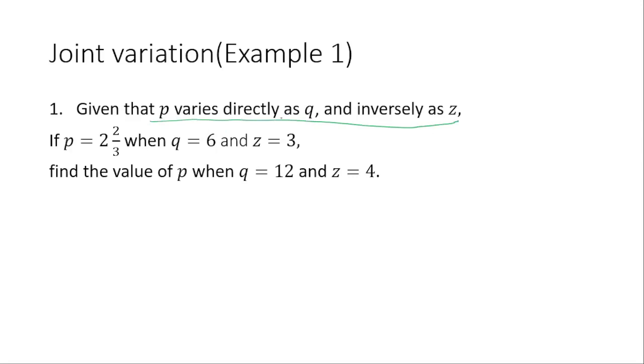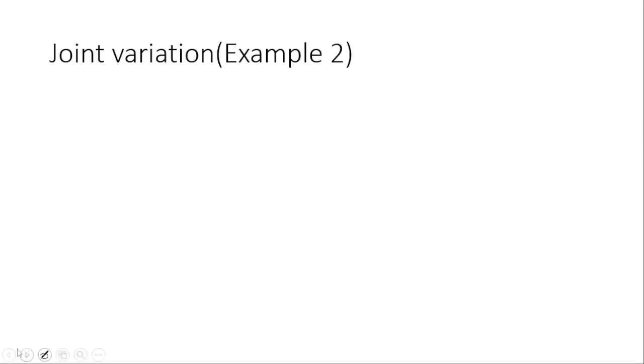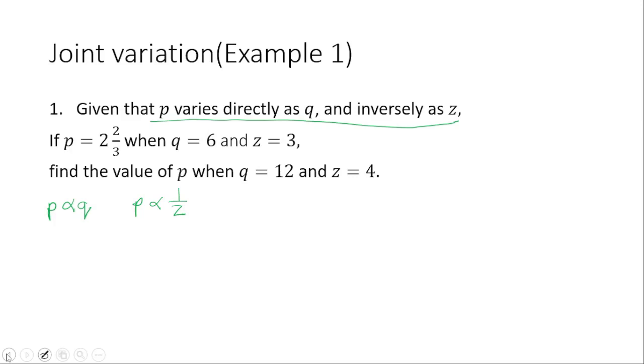P varies directly as Q. So in notation form, we'll say P varies directly as Q. However, P also varies inversely as Z. So how do we connect these things? P varies inversely as Z. How do we connect these two things?